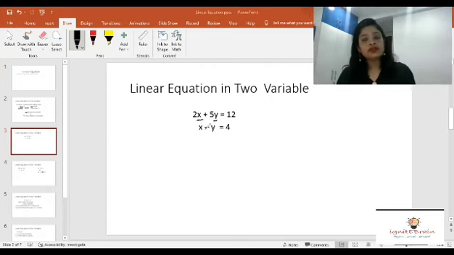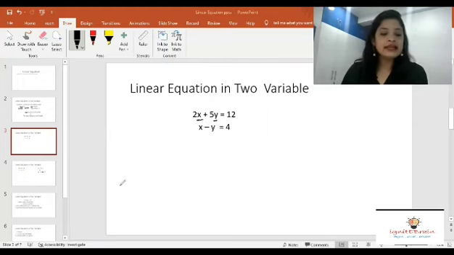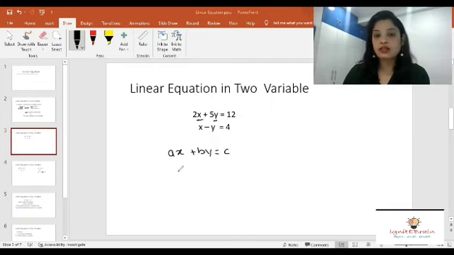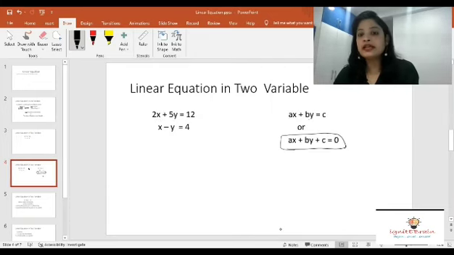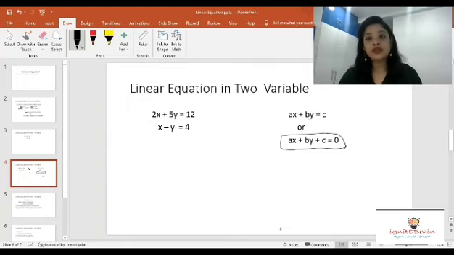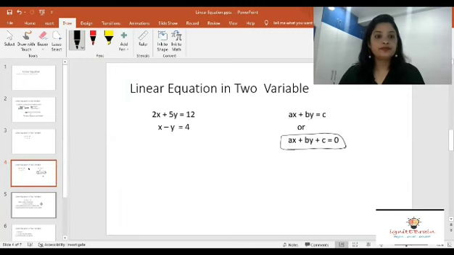But how do we generalize the equation, or how can we define it? We can say basically it is of the form ax plus by is equal to c. Or we consider ax plus by plus c is equal to 0 as the general equation for linear equation in two variables.